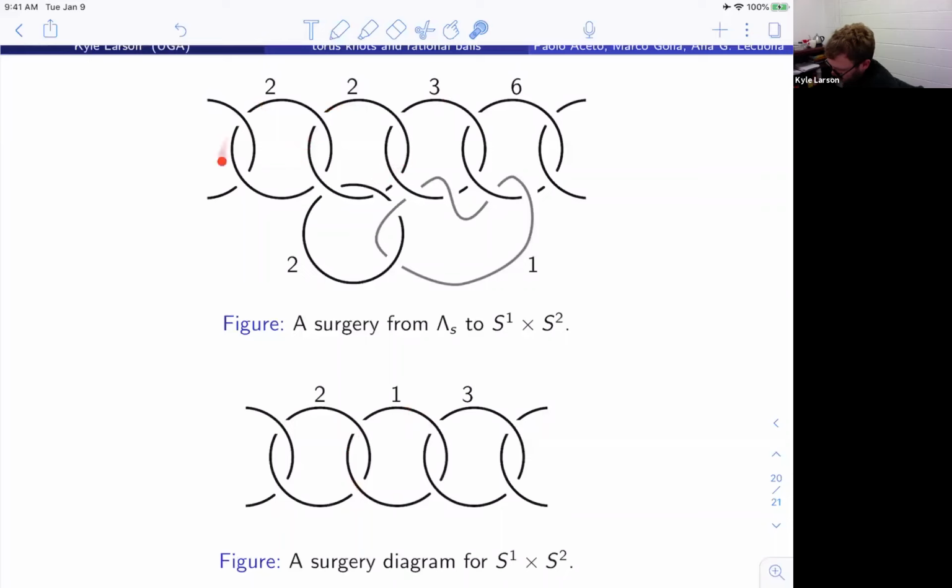On the left, nothing has been changed, right? So this is still the weight 2 component. And here, this first 6 now has weight 3. And this is a surgery diagram for S1 cross S2. So here again, we use the fact that we have these complementary strings.